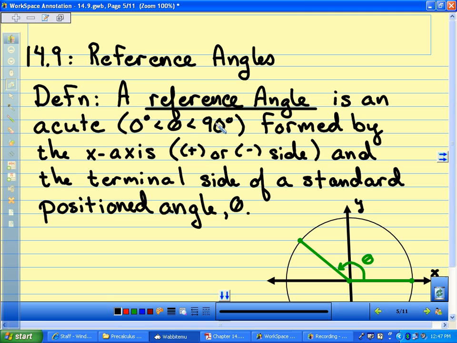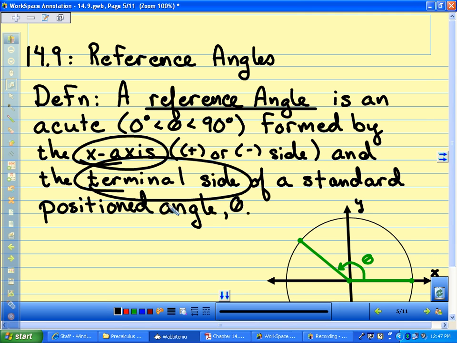Formed by, and this is very important, these two things that form it. Formed by the x-axis, and again we can talk about the positive or the negative side of the x-axis with the reference angle, and the terminal side of our standard positioned angle. Those are the two rays that will form our reference angle.